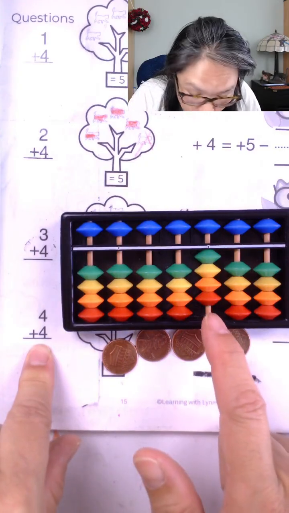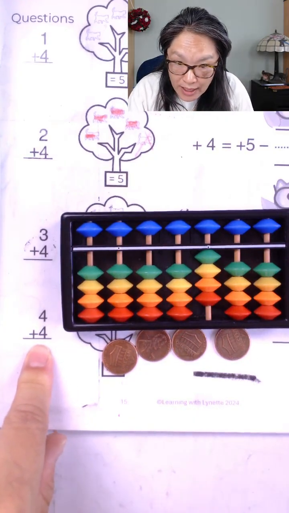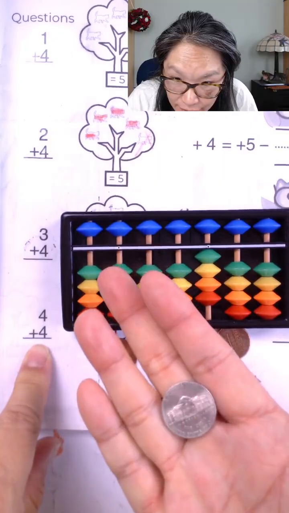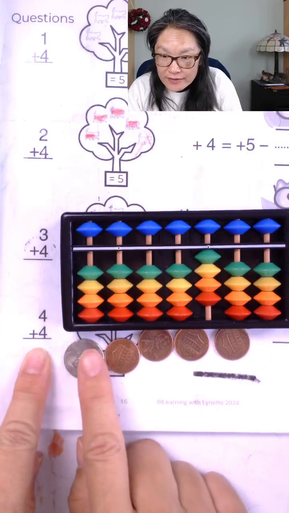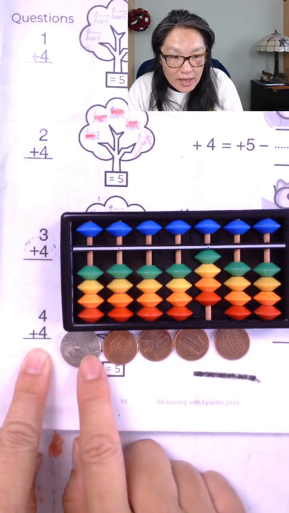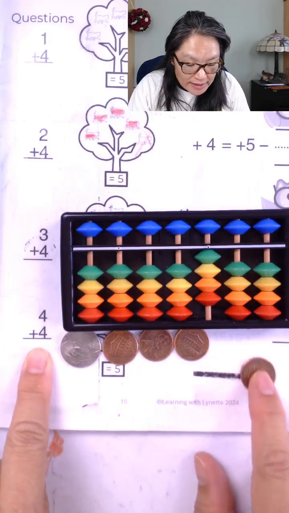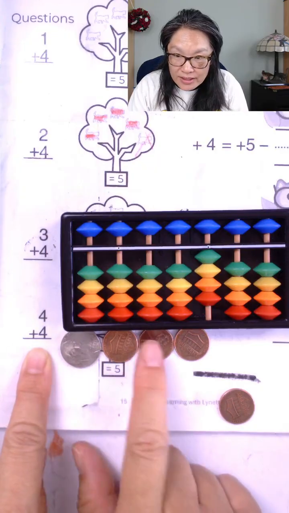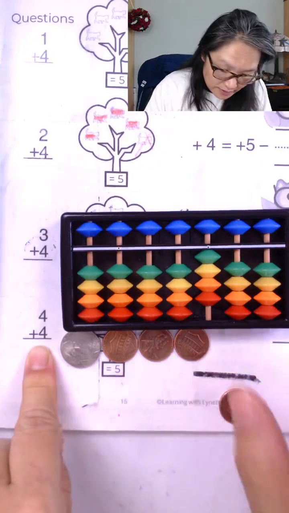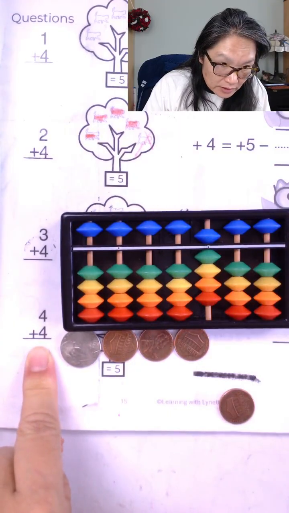I have no more loose beads. What do I do? Guess what? I have 5 cents. Because I have 5 cents, I'm going to give you my 5 cents. But that's too much. So now I need to take away 1. I need to have some change back. My answer is 8. I can show you on my abacus. I can add the 5, and I take away the 1.